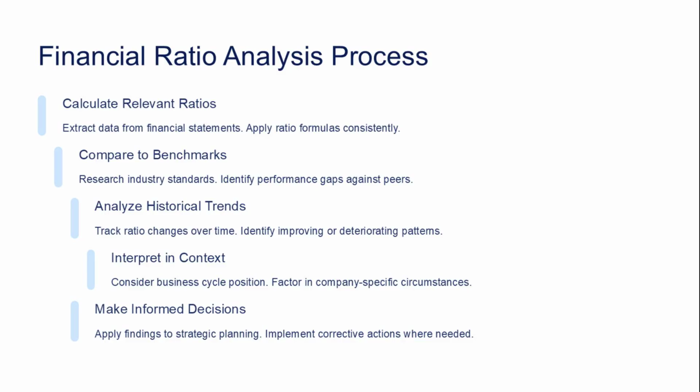Then we'll analyze historical trends in the ratios over time to spot improving or deteriorating patterns. It's important to interpret the ratios in the proper context, considering factors like the current business cycle and company-specific circumstances. Finally, we'll use the insights from the ratio analysis to inform strategic decision-making and implement any necessary corrective actions.